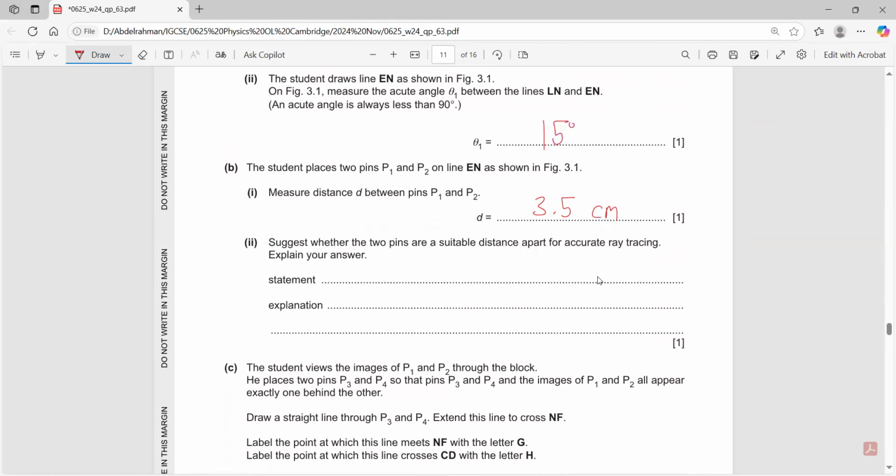Suggest whether the two pins are at a suitable distance. Is this a suitable distance? 3.5? No, not suitable. Why isn't it suitable? We need a larger distance. We usually say at least 5 centimeters. This is a suitable distance.